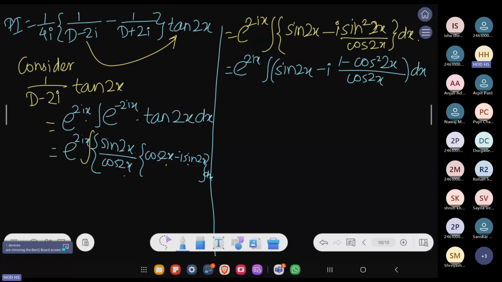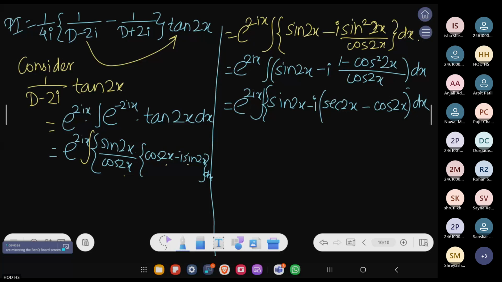I cannot substitute anything like sin 2x dx as some dt for it. So I'll expand that sin square 2x as 1 minus cos square 2x so that I can cancel out the term. So again, I will have e to the power 2ix into the integral of sin 2x minus iota times, first one will give me sec 2x and second one will give me minus. Okay, I am taking minus iota common, but that doesn't matter how you are writing. sin 2x dx, right?